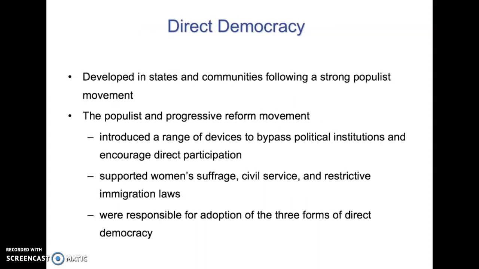But what's really cool to talk about is the direct democratic principles that we have, which came about in the late 19th century with the populists and the progressives trying to change the way our governments were working to make sure that the machines, like the machines we have in the city of Chicago even to this day to some degree, would not control the public as much. So we supported women's suffrage, the women's right to vote, civil service exams to get a job in government. Restrictive immigration laws did exist because of those populists and progressives as well, but they were also responsible for three forms of direct democracy that we'll get into right now.